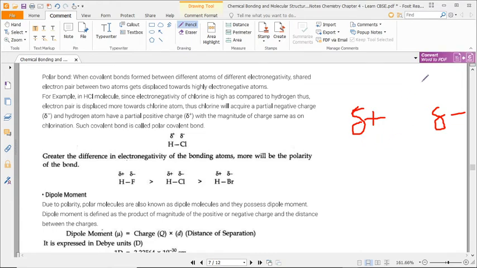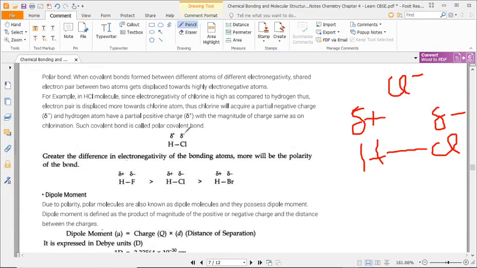So when chlorine was alone, it had a full negative charge. But after forming a bond with hydrogen, it now has not the full charge but a small charge, that's a partial charge.